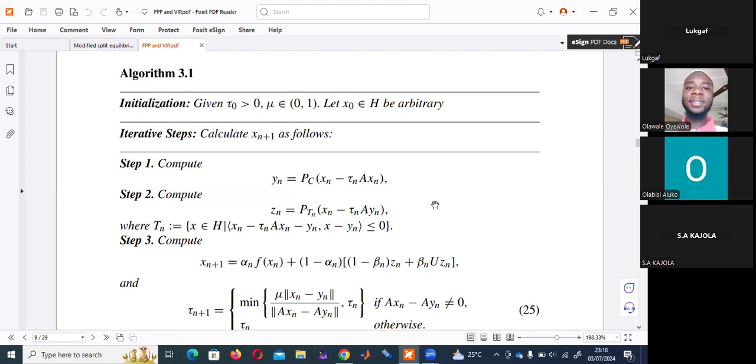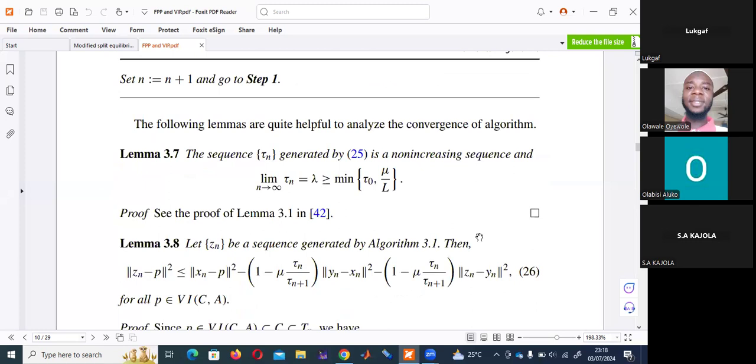Secondly, the distance between u z_n and z_n: the limit of the norm of u z_n minus z_n is 0 as n increases to infinity. And finally, we have to show that the sequence is asymptotic. What does that mean? That is, x_{n+1} minus x_n goes to 0 as n goes to infinity. Those are the three most important limits.